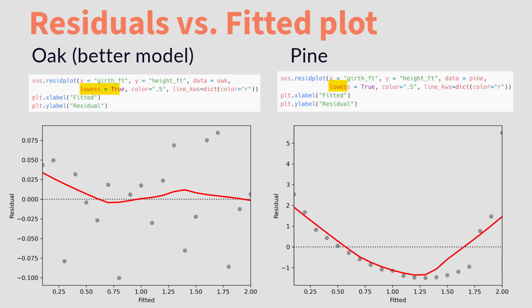The lowess is set to true, which draws the red trend line. If residuals met the assumption that they are normally distributed with a mean of 0, then the red trend line should closely follow the y=0 line on the plot. When we compare both oak and pine data, we see that the oak data closely follows the y=0 line, thus making it better data for modeling.